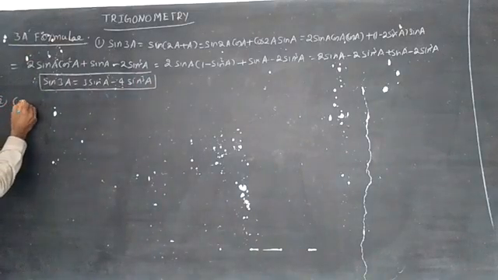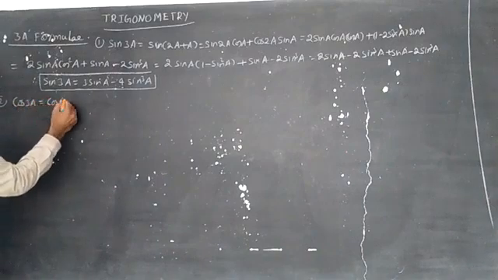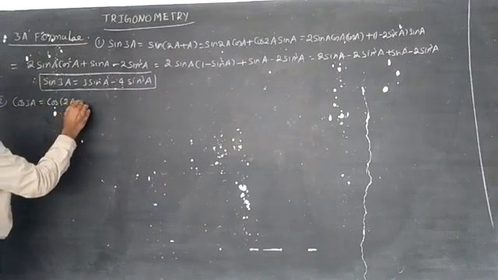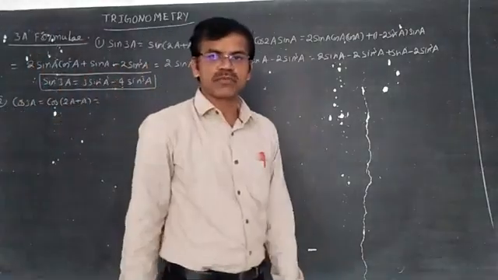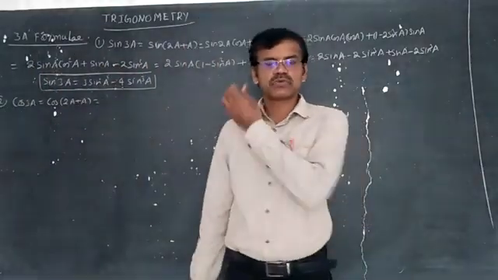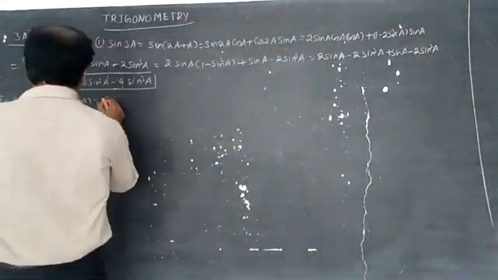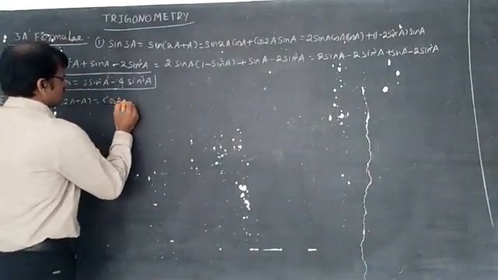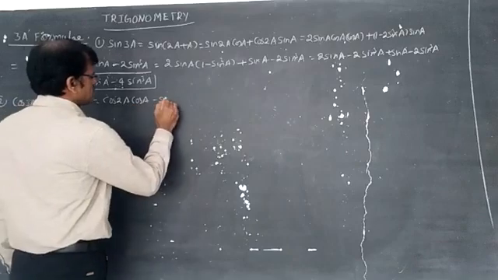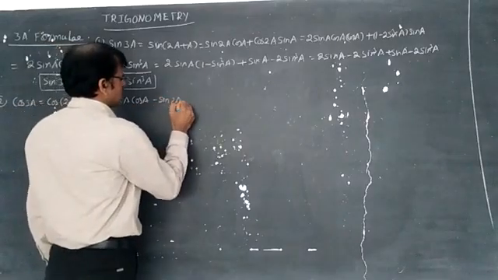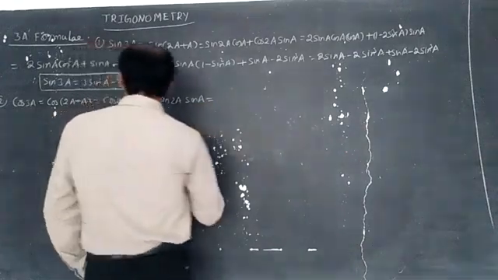Second one, cos 3A. Cos 3A can be written as cos of 2A plus A. This can be understood with the cos of A plus B concept. Cos of A plus B formula is cos A cos B minus sin A sin B. So cos 2A into cos A minus sin 2A into sin A.